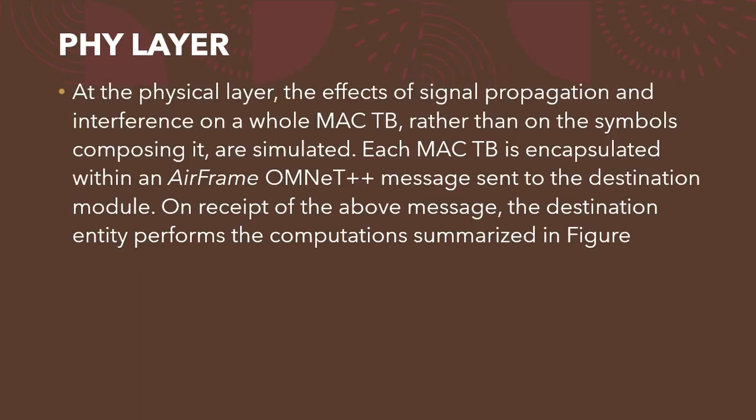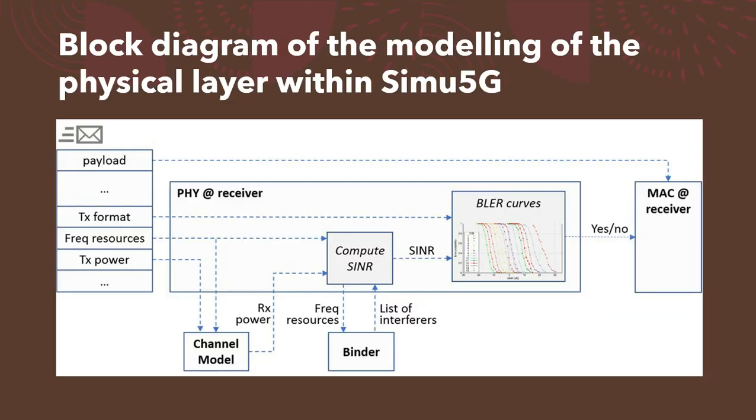Now we have the physical layer, the PHY layer. At the physical layer, the effects of signal propagation and interference on a whole MAC TB, rather than on the symbols composing it, are simulated. Each MAC TB is encapsulated in an air frame OMNeT++ message sent to the destination module. On receipt of the message, the destination entity performs the computation summarized in the figure. You can see this figure.